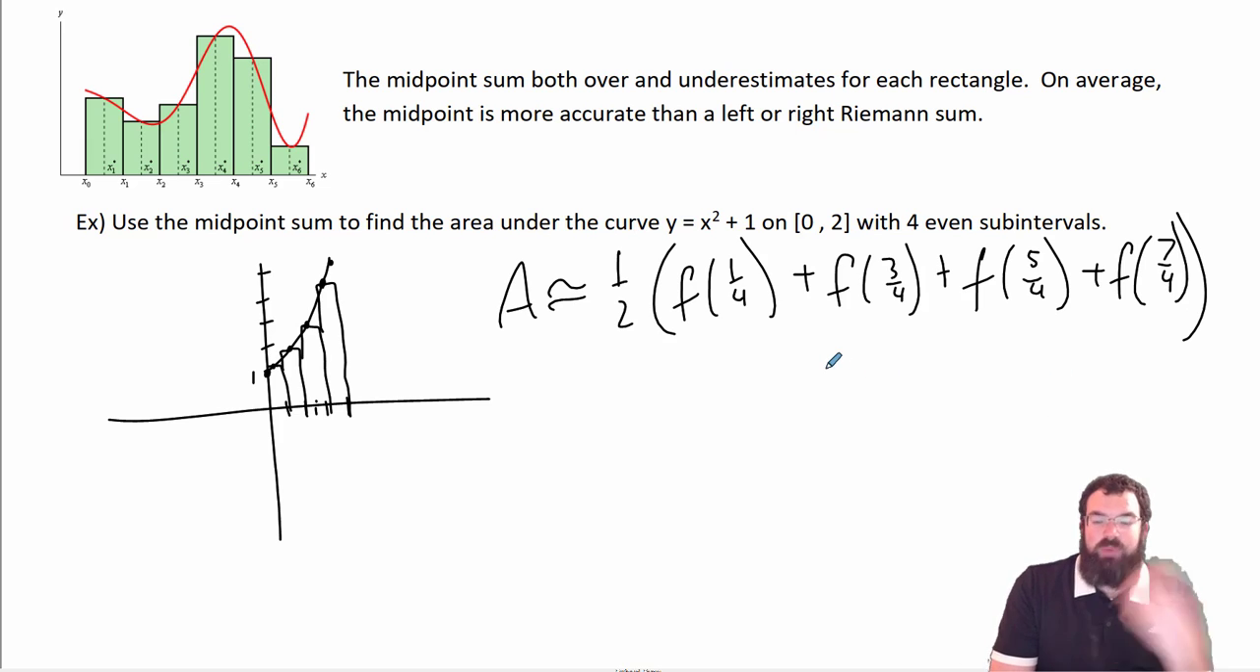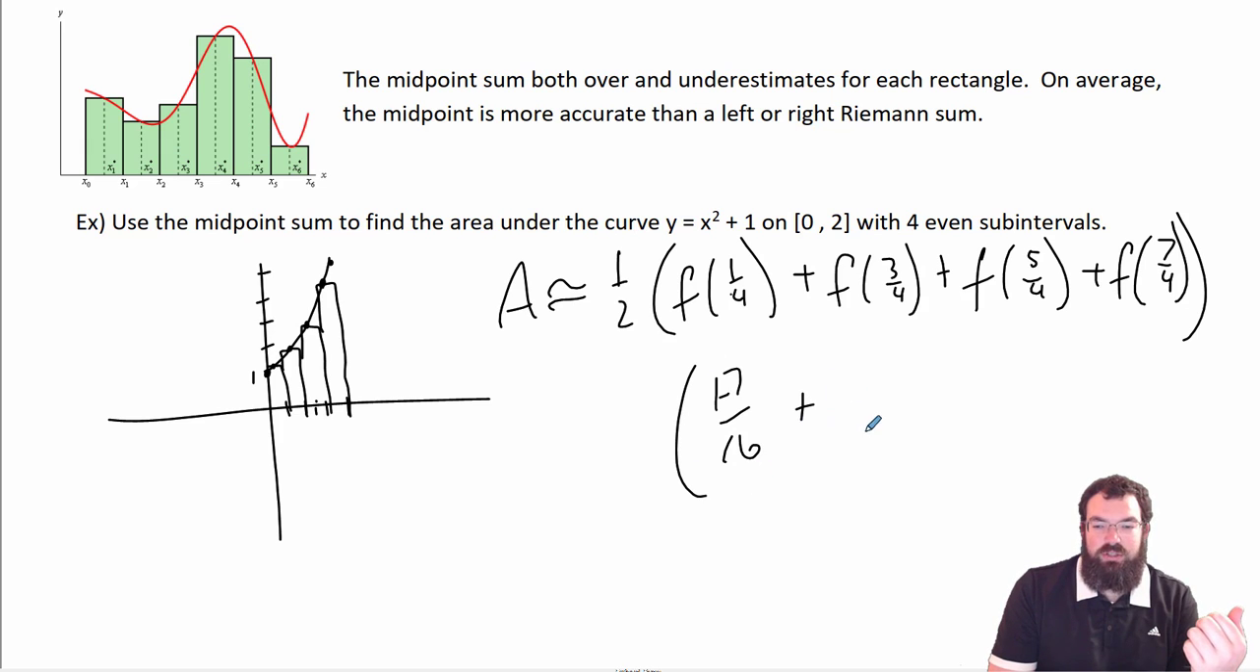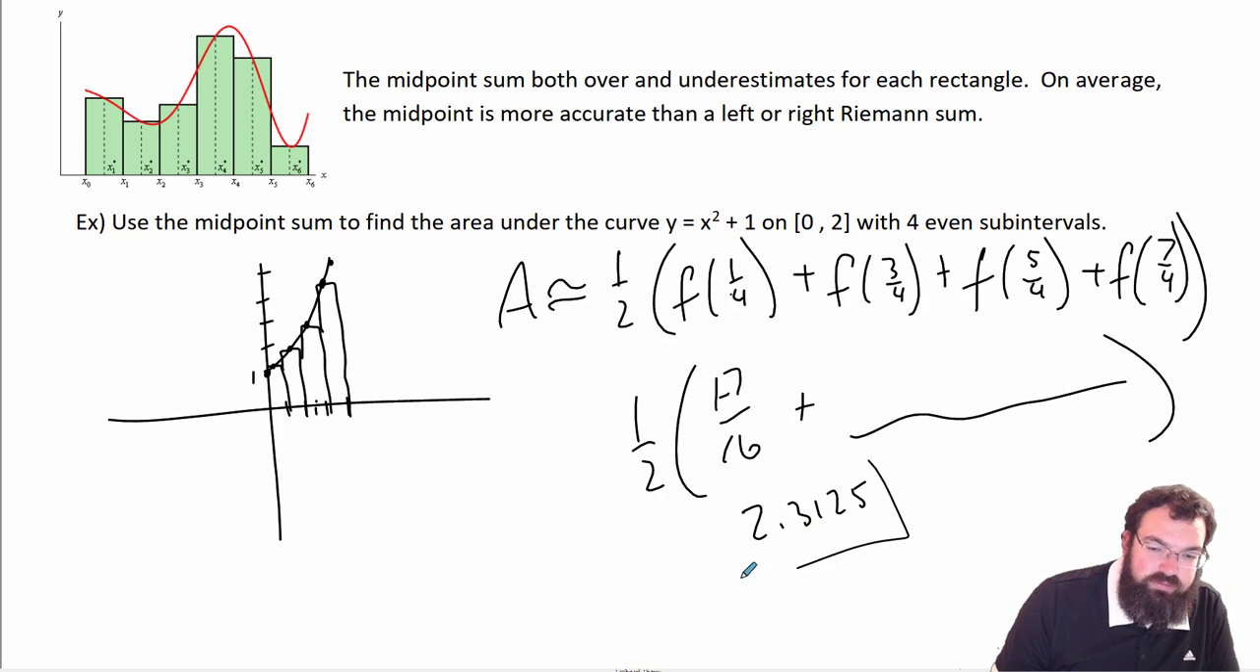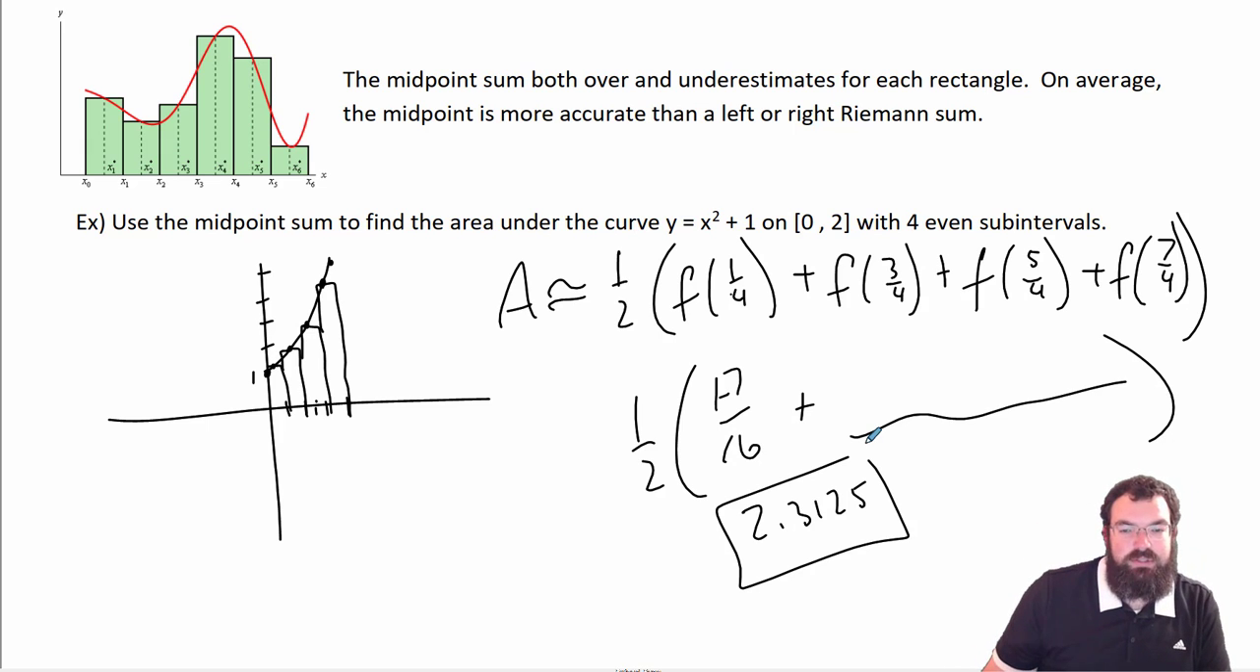I'm going to use my calculator to find that. You can easily plug it in and chug it. A quarter squared is 1/16, and 1/16 plus 1 is 17/16, and so on, plus all of this. Then you multiply by a half, and you're going to get somewhere in the neighborhood of 2.3125. Again, 3 decimal places or more, but no less.